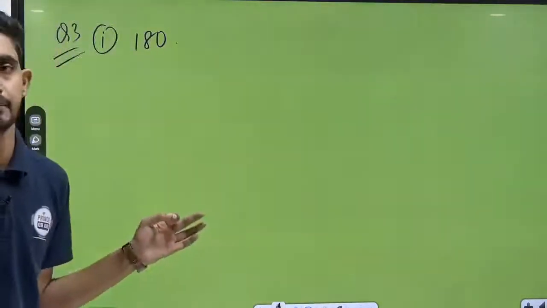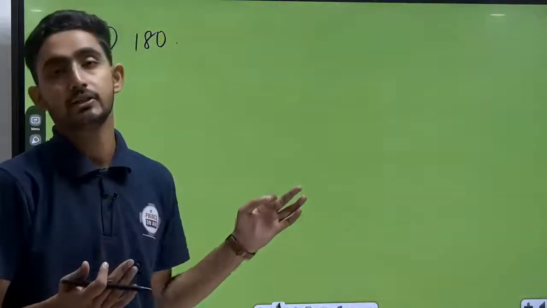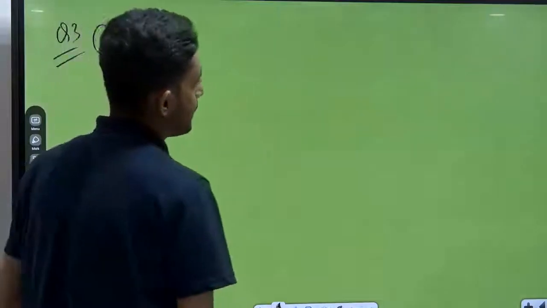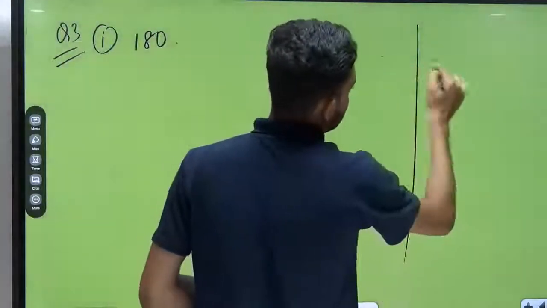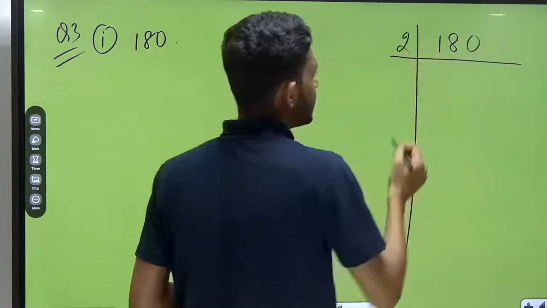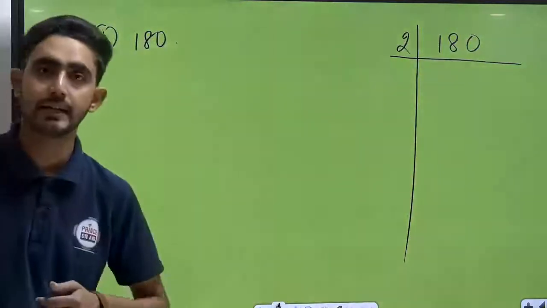180 is the number. इससे क्या divide करोगे जिसमें आपका एक perfect square number है. Let's see. First of all, similar way we will do the prime factorization. What is the prime factorization of 180?